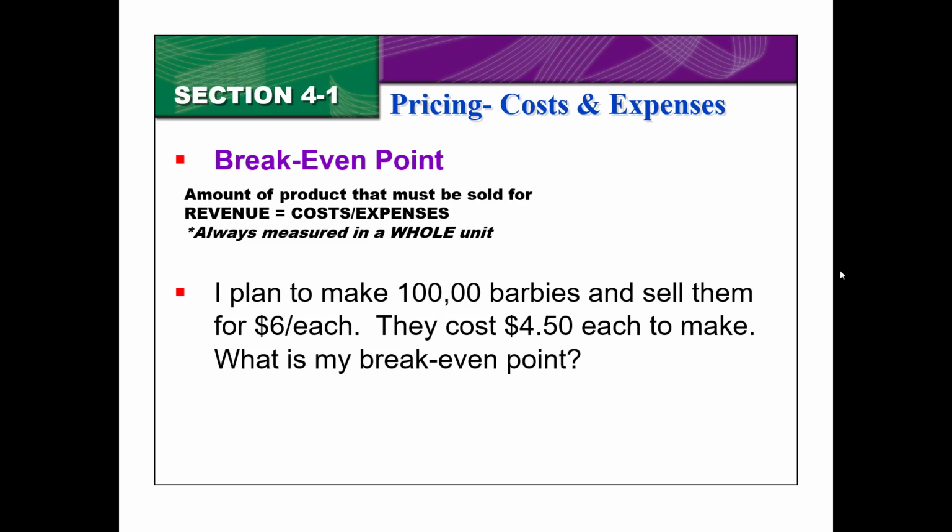This is measured in a whole unit because, again, we're asking how much do I need to sell of this in order to break even, as in make $0. I'm not losing any money, but I'm not making any money. Now, the break-even point is found by taking our total fixed costs and dividing it by the price we plan to charge for the item.